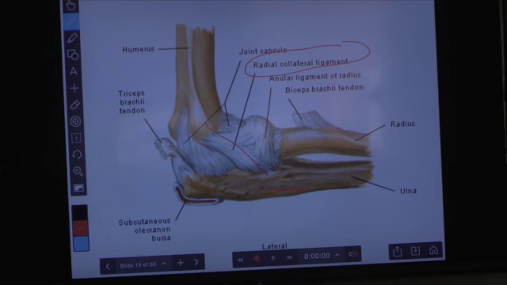This ligament actually makes a triangle. That's what it does. This is the annular ligament. This is what holds the radial head in position when it turns around. Then this is the radial collateral ligament.